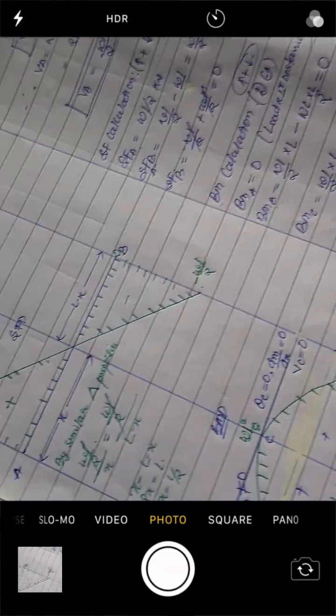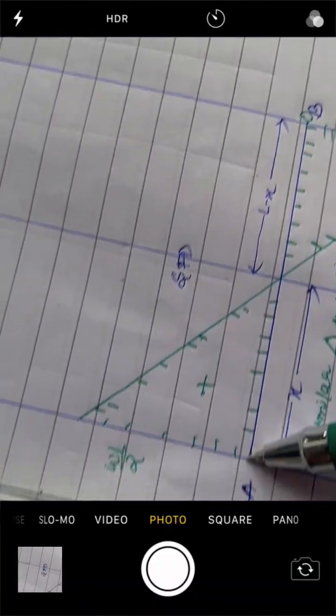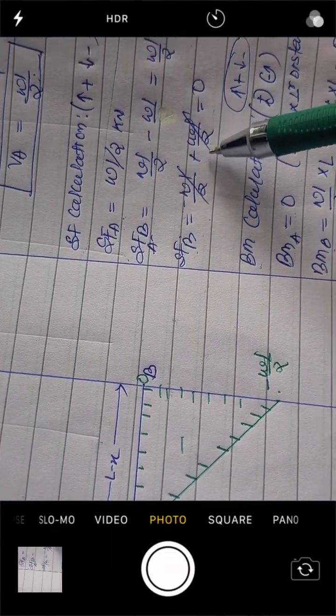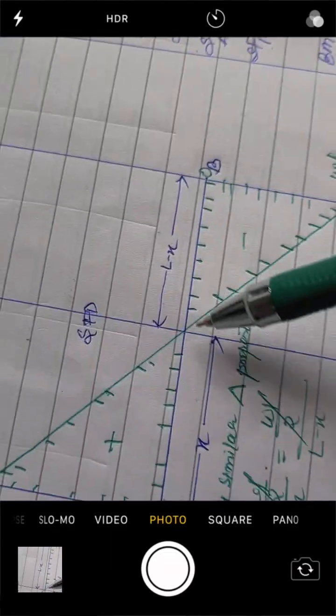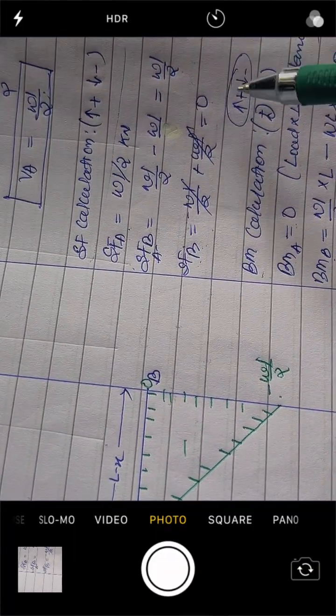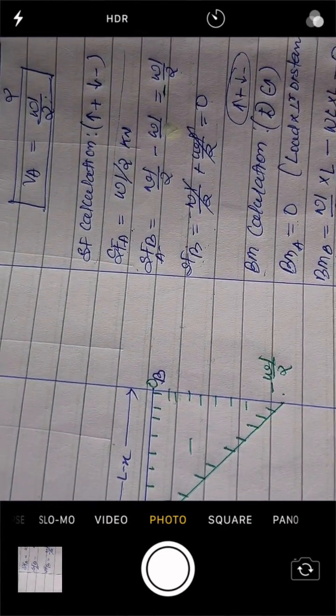So by saying this, we will draw this. First is the shear force diagram. From A, how much? You can see the WL by 2, positive WL by 2, and then the bending moment. Shear force at B is equal to 0. Shear force from A to B is WL by 2. It is going to be minus WL by 2.